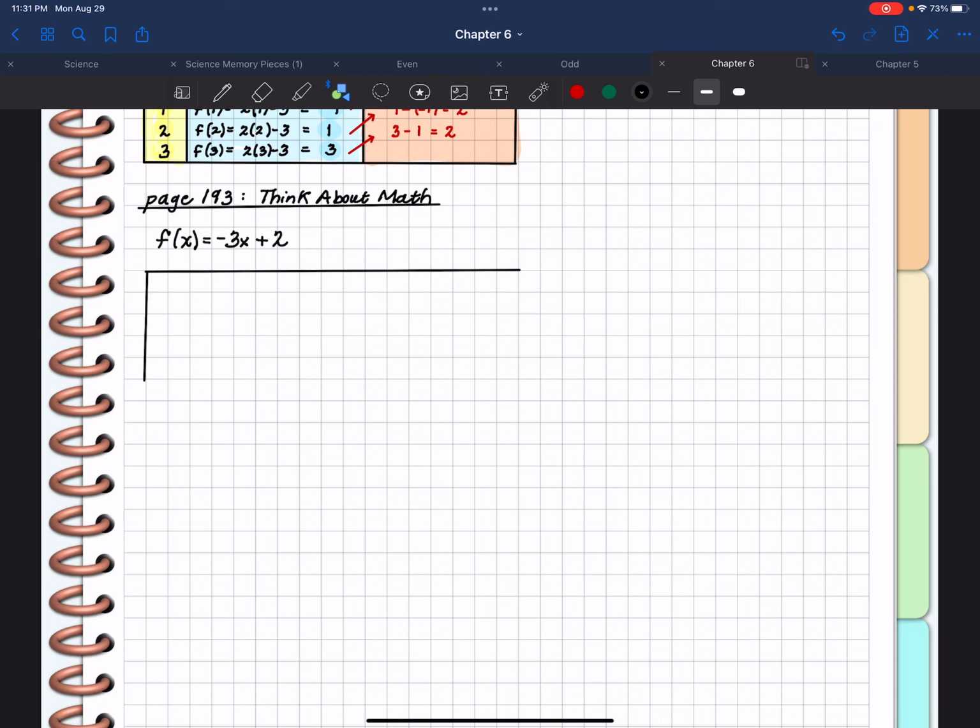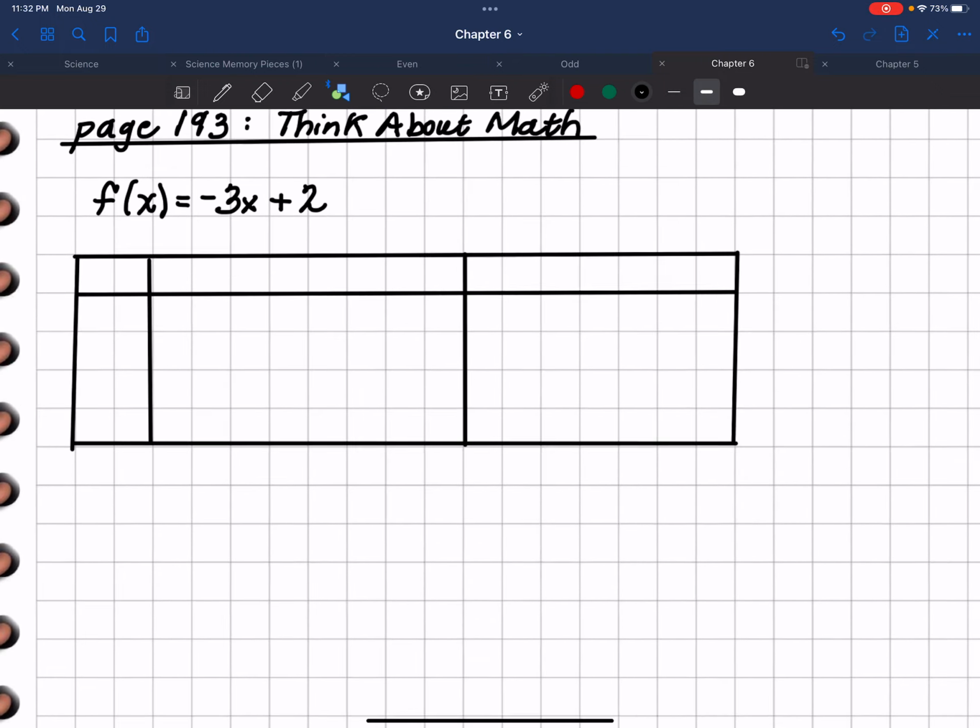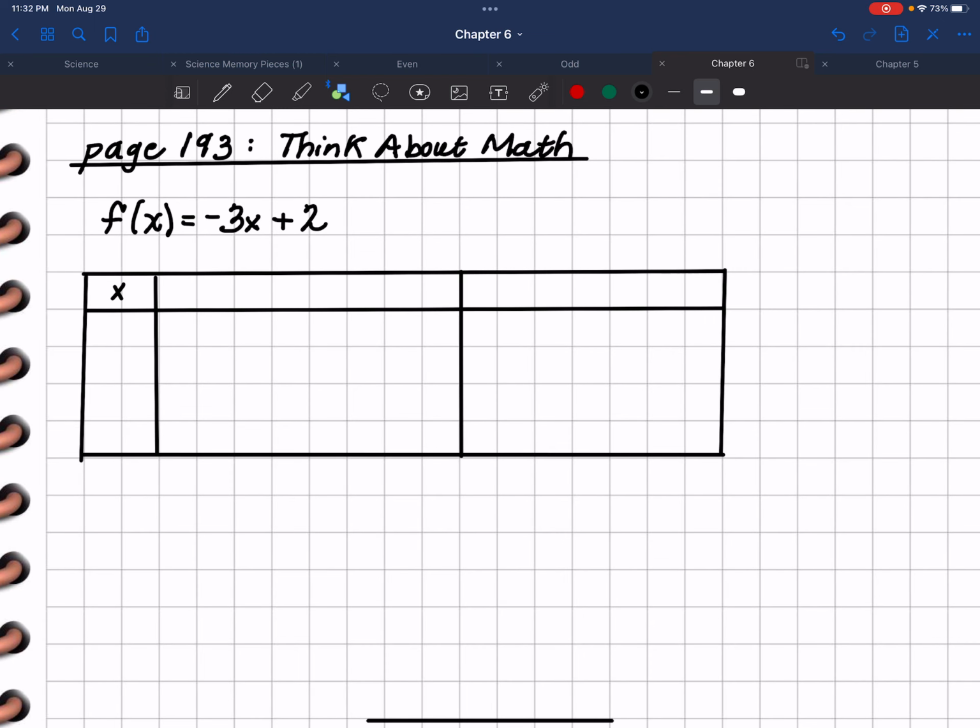So let's make a table with 5 rows, because remember we always need a header row. And let's make a place for our x's, a place for our f of x, and then a place for our consecutive difference. And here we go. So here we have our x table. We want to put our y values in here. That's going to be determined by this function. And then this one will be the consecutive difference column.